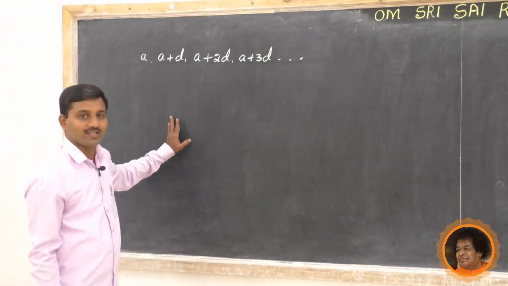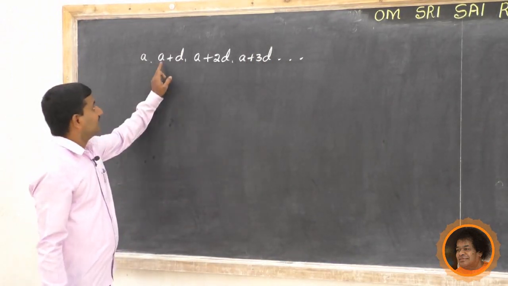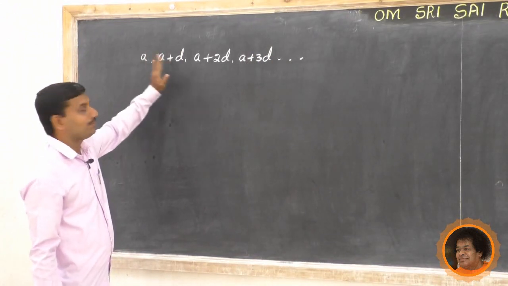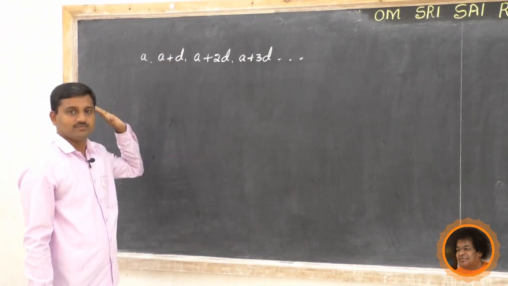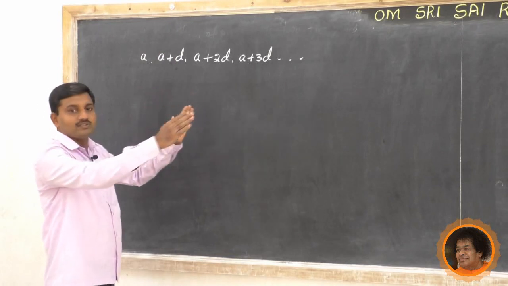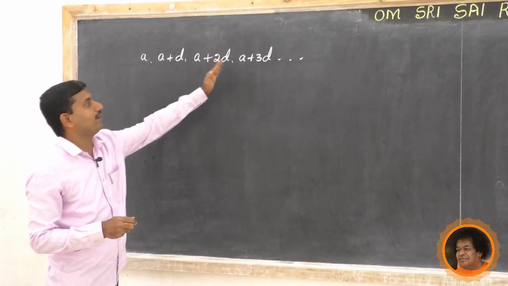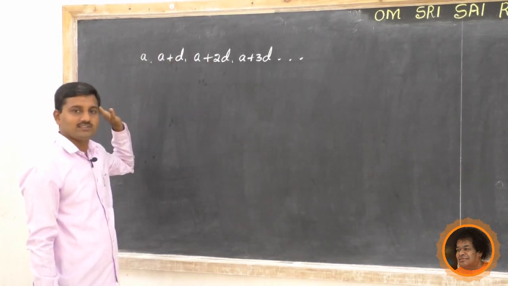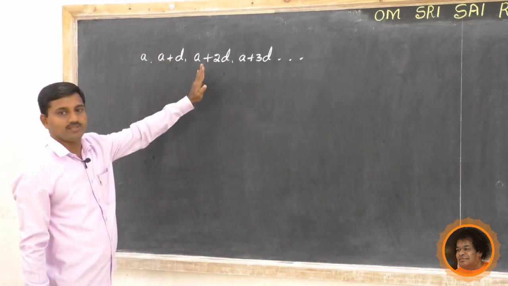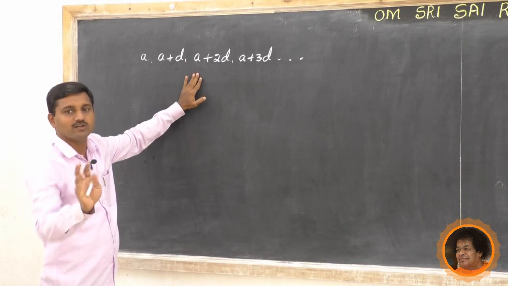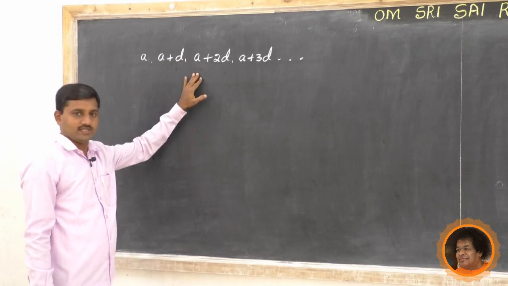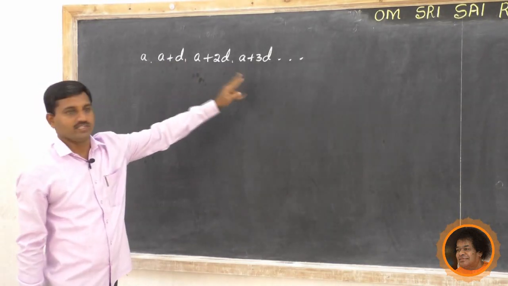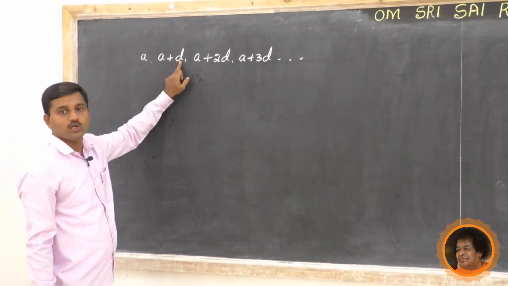What is an AP or the arithmetic progression? The difference between a term and its preceding term is a constant, or it is a list of numbers in which each term is obtained by adding a fixed number except the first term. So this is the AP, or simply the difference between a term and its preceding term is constant. So this is the general form. Here A is the first term and D is the common difference.